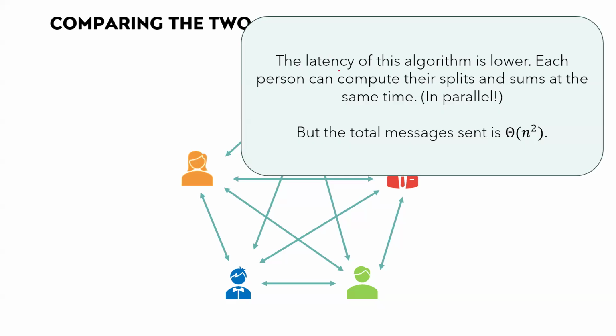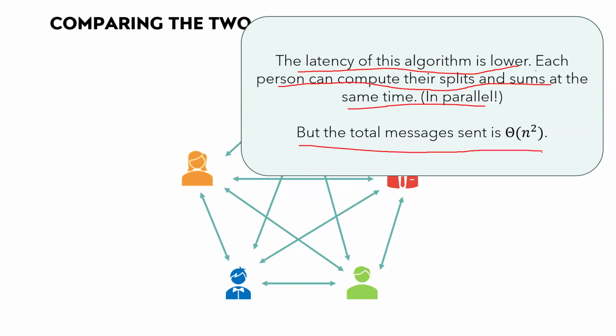Okay, so I would argue that the latency of this algorithm is lower. Why? Because each person can compute their splits and sums at the same time in parallel, right? So everyone can compute the splits first, all at the same time. They all send their values to each other, they all receive the values at the same time, and then they all sum up the values, and then they send it again to everyone. So in terms of rounds of communication, there's only two rounds: one round where everyone massively sends messages to each other, and then another round again where everyone massively sends messages to each other.